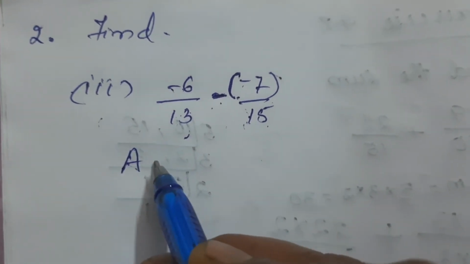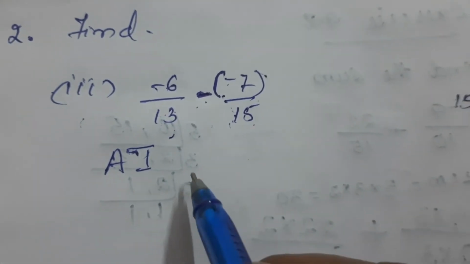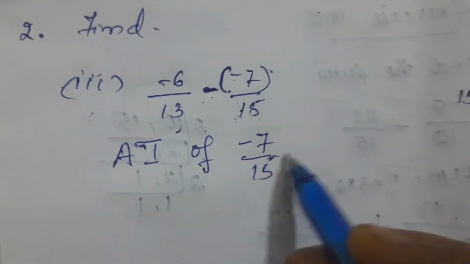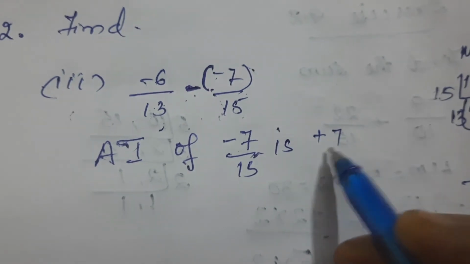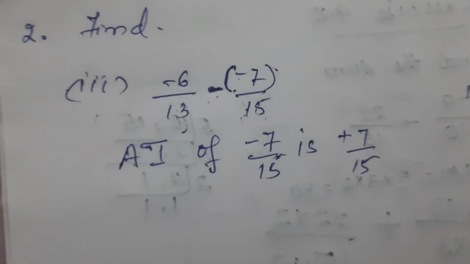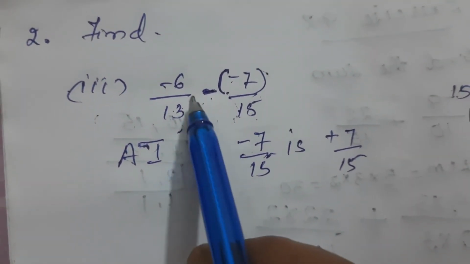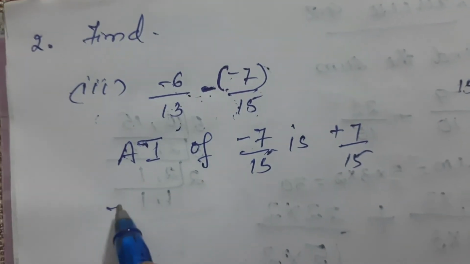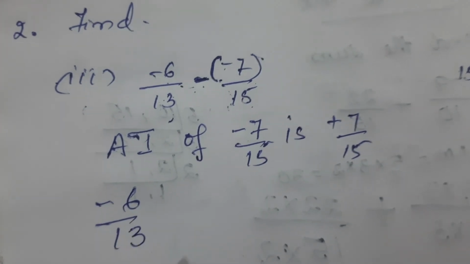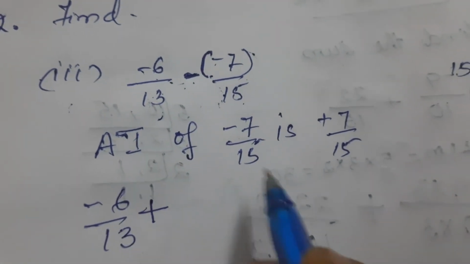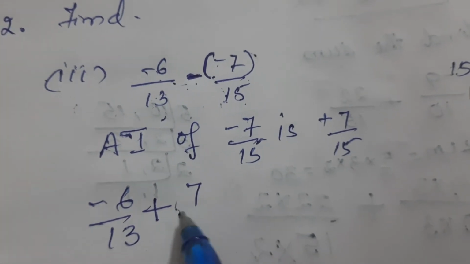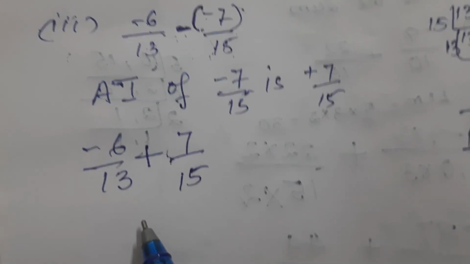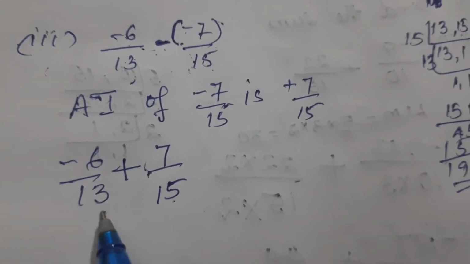So additive inverse I am writing in short form as AI. Additive inverse of negative 7 by 15 is positive 7 by 15. Okay. So now we are going to add this positive 7 by 15 to the first rational number. So we get it as negative 6 by 13 plus additive inverse of second rational number is 7 by 15. Now this has become the normal addition of rational numbers, but the denominators are different.